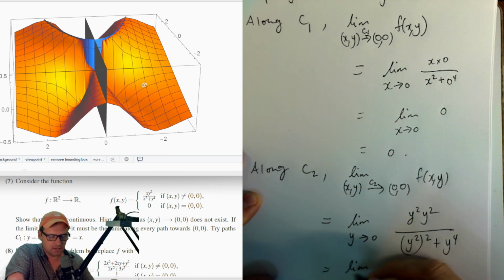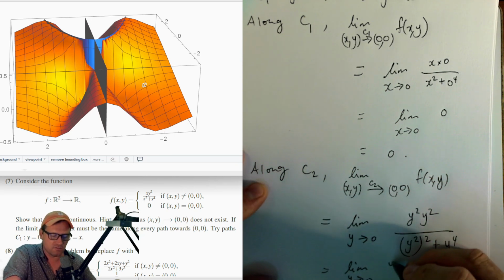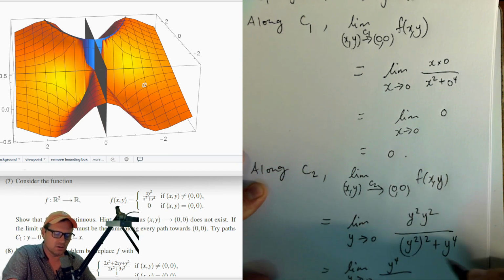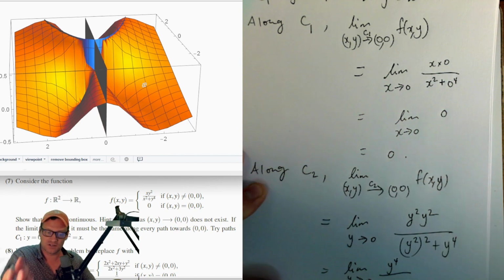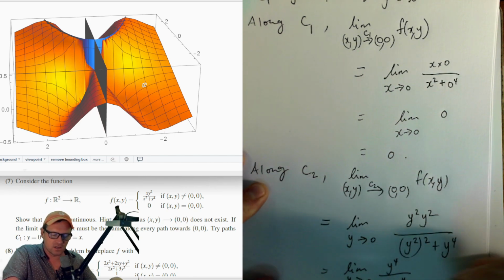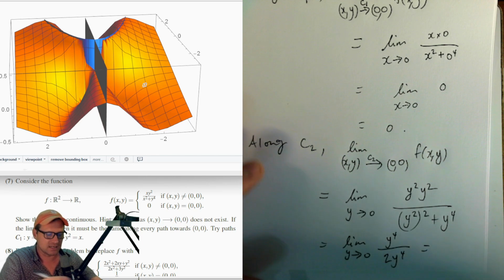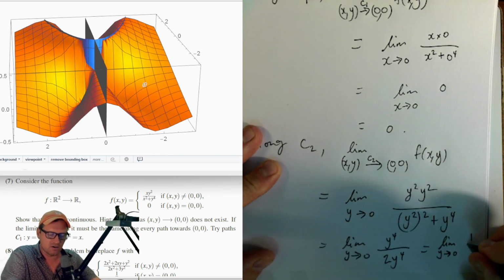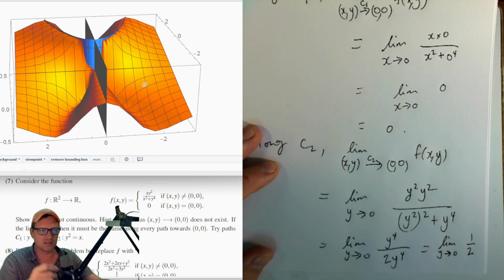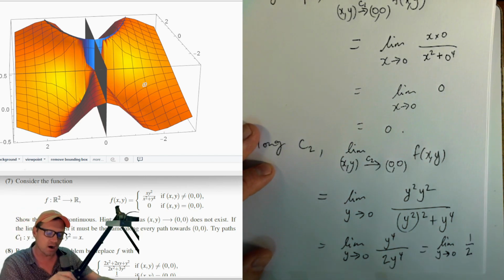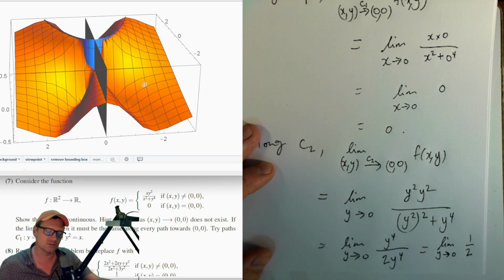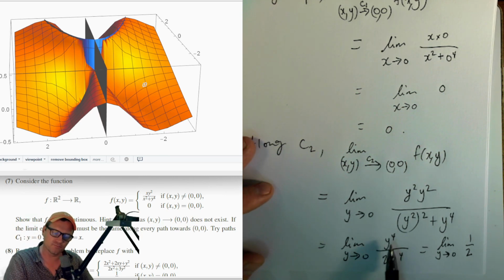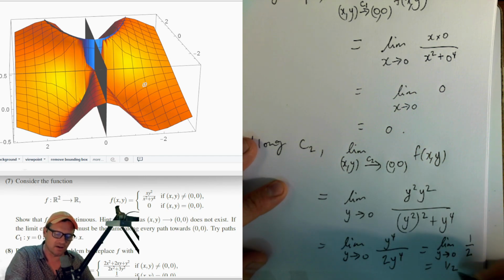We've got the limit as y goes to 0 of y to the 4th over y to the 4th plus y to the 4th, which is 2y to the 4th. Now, in a limit, we can do a cancellation. And so we've got the limit as y goes to 0 of 1/2. The reason why we can cancel in a limit like this is because we are looking at the value of this near y equals 0, not exactly equal to it. So near y equals 0, we have 1/2, so the limit is equal to 1/2.